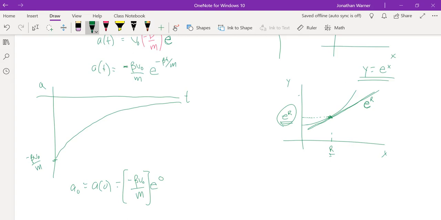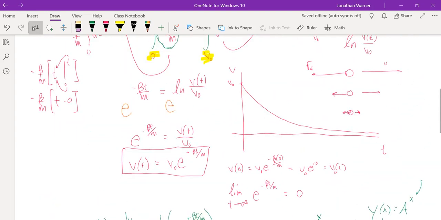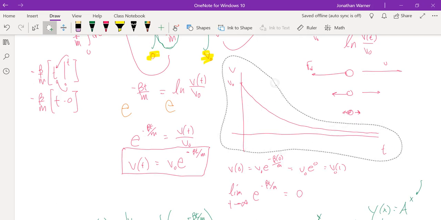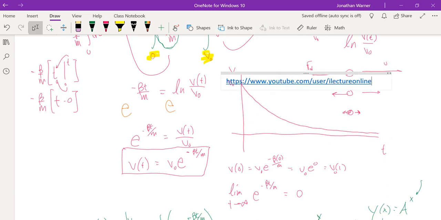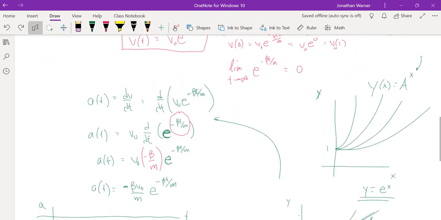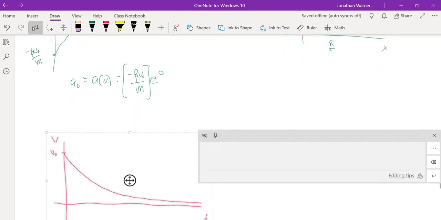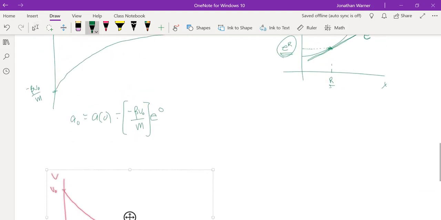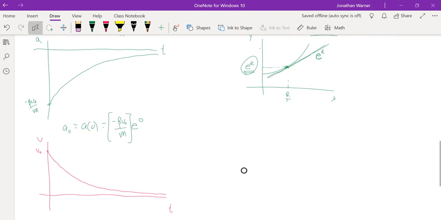Now's the time where I want to grab this stuff and copy it down here. Paste. Note, folks, that our velocity function is in pink. Our acceleration function is in green.